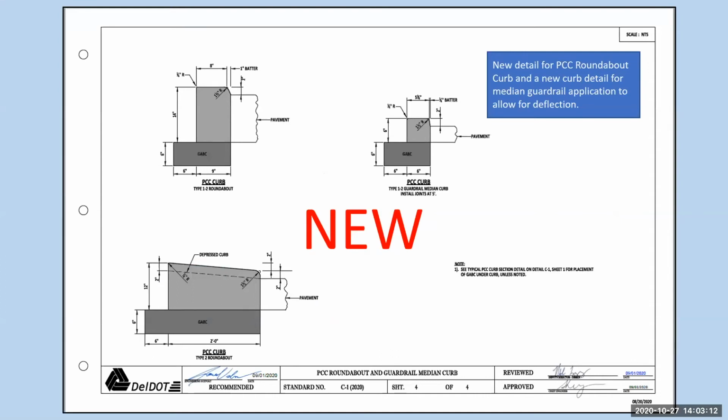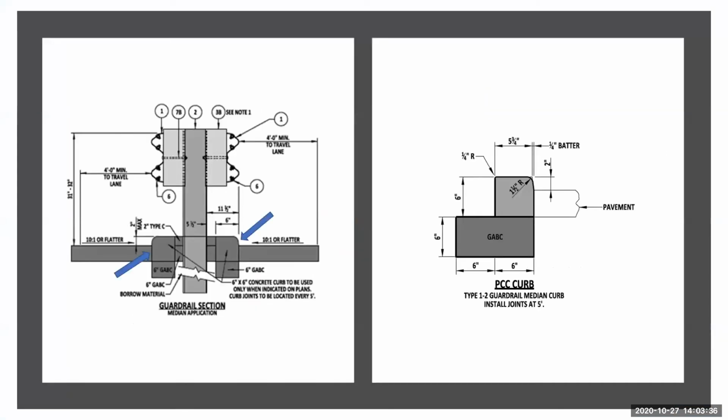There is a new sheet that was added to the standard C-1, and the new sheet just has the PCC roundabout curve, and as Adam had mentioned during his presentation, it's got a new median curve guardrail application to allow for deflection. You see it's a 5.5 inch wide curve that's got 2 inches. So that is there, and there's where that would be, or it's a 6 inch, sorry, 6 inch wide curve. There's where it would be installed.